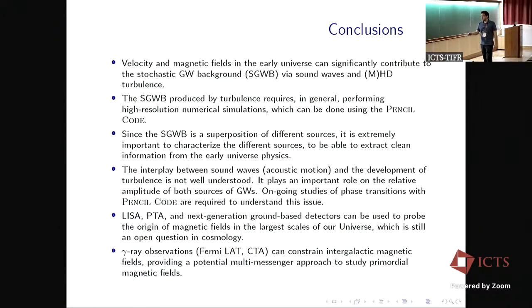And yeah, so this is what I was mentioning. Gamma ray observations can then constrain these intergalactic magnetic fields. This provides us a way to study these primordial magnetic fields in a multi-messenger approach.